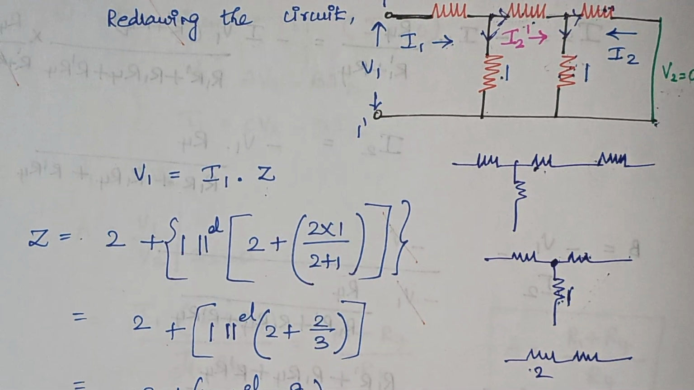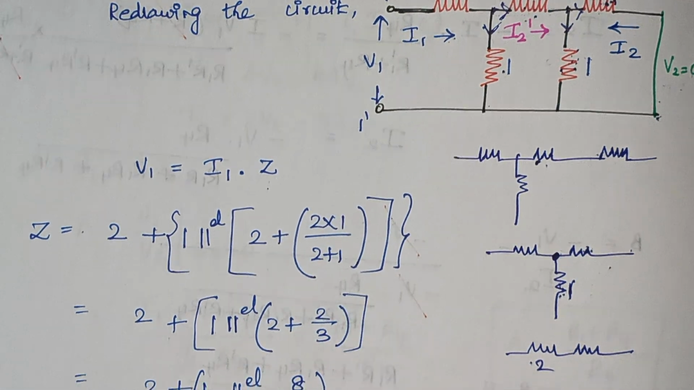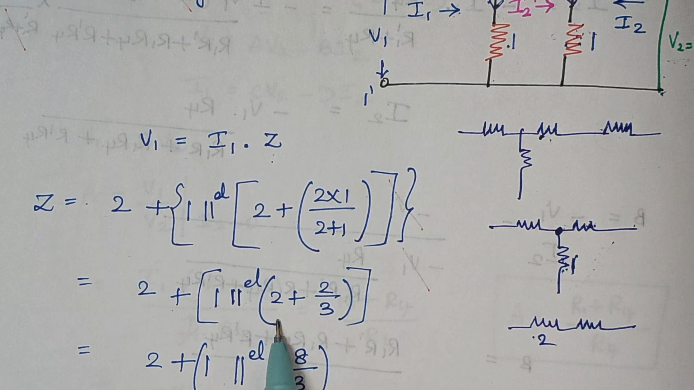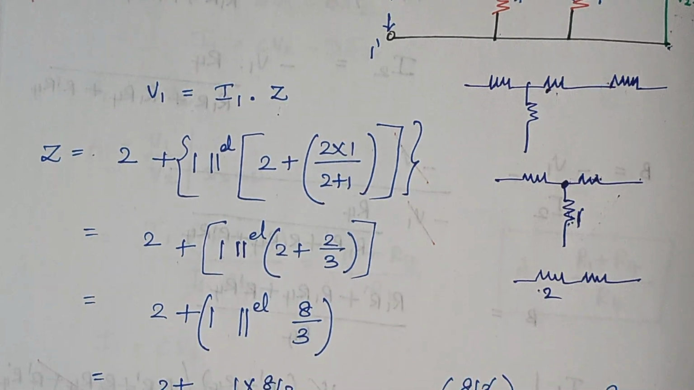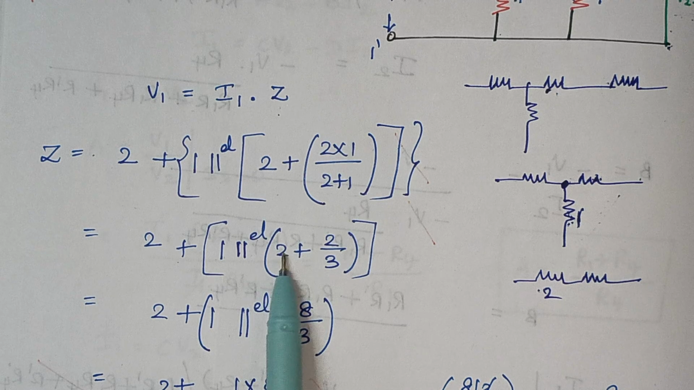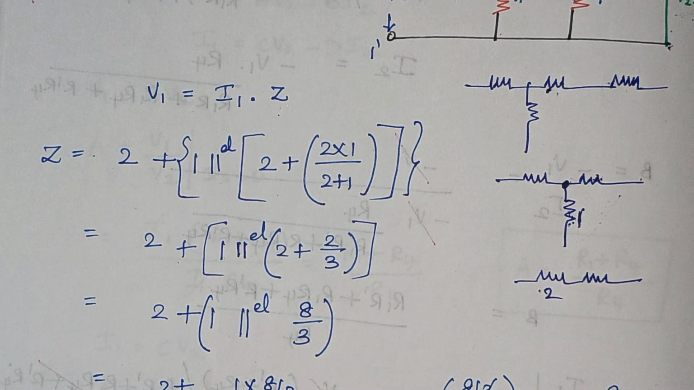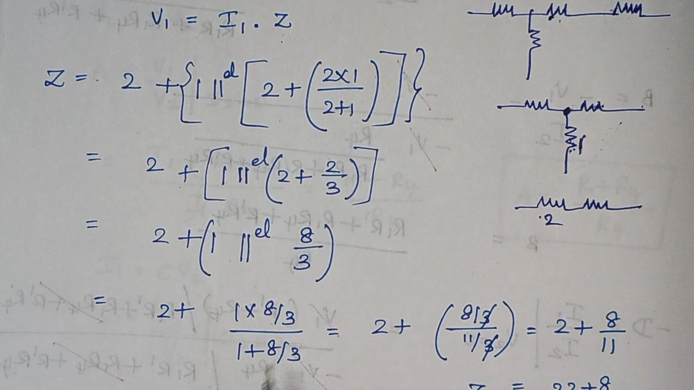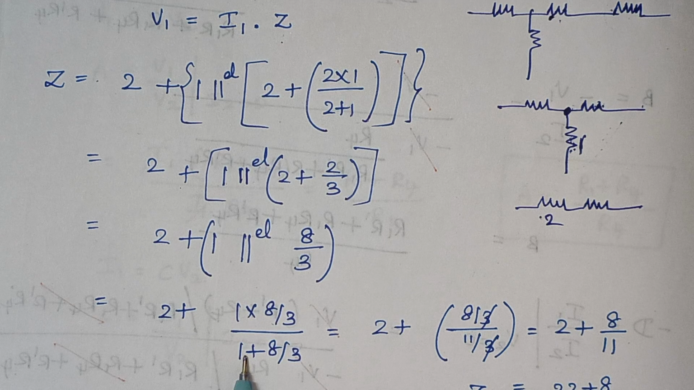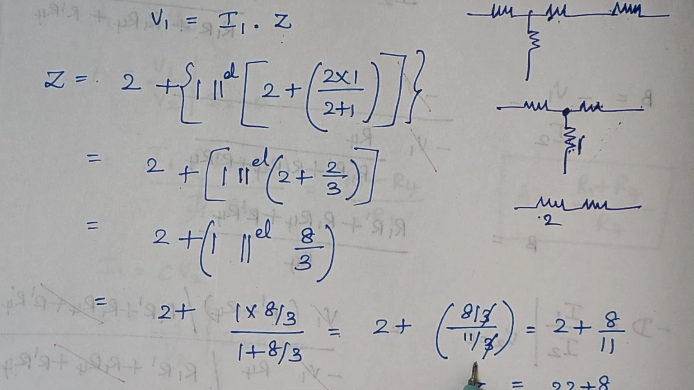So we have to solve. 2 into 1 divided by 2 plus 1 gives you 2 by 3. 2 plus 2 by 3, when you take LCM, 3 2s are 6 and 6 plus 2 is 8. So it is 8 by 3. Now 1 is parallel with this 8 by 3. So how to write? 1 into 8 by 3 divided by 1 plus 8 by 3. Again when you solve, when you take LCM, 1 into 3 is 3, so 3 plus 8 is 11. So here 8 by 3 and here 11 by 3, so 3 and 3 get cancelled.